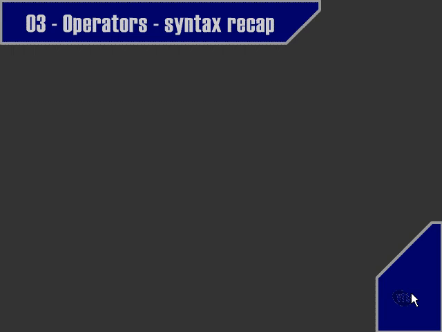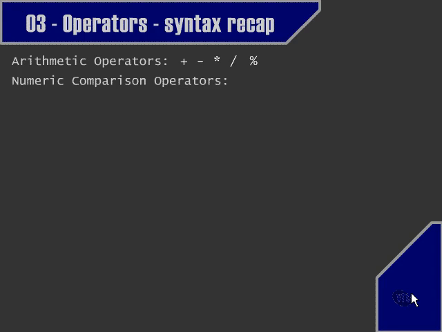In this movie, we're going to briefly recap on the various operators that we've learned throughout this chapter. First of all, we learnt the arithmetic operators: addition, subtraction, multiplication, division, and modulo. Then we learnt the numeric comparison operators.